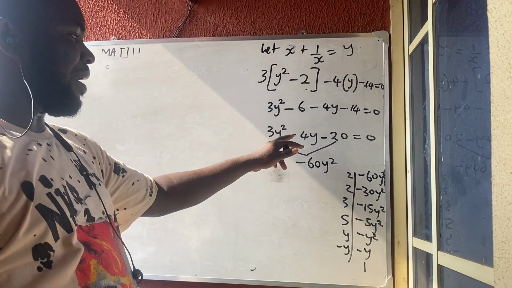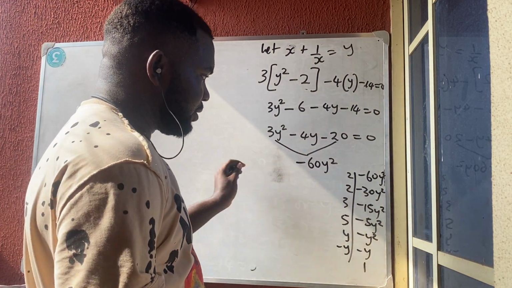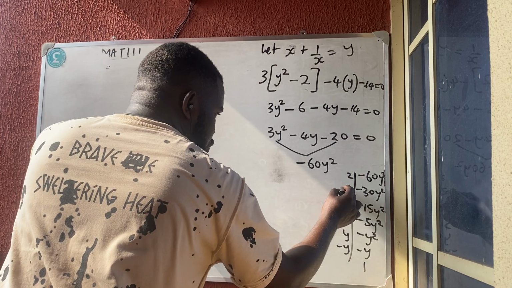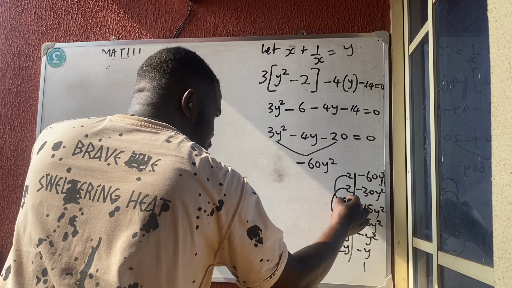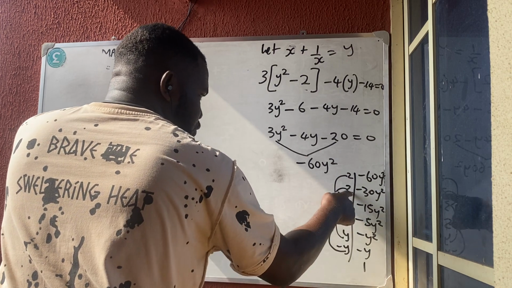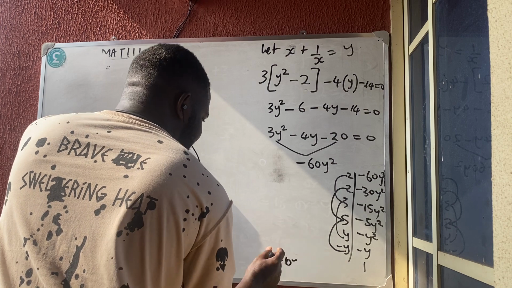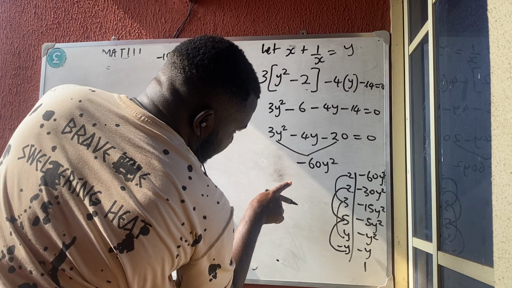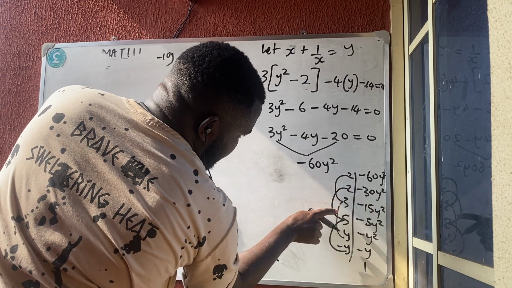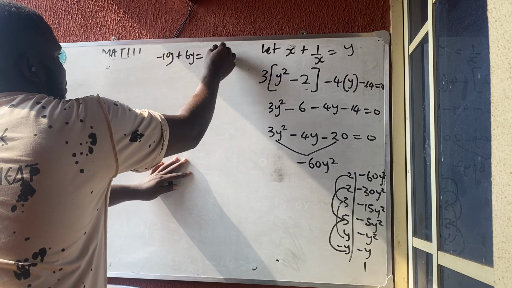Now I'm looking for minus 4. How do I get minus 4? 10 and 6 can give me minus 4. So I'm having 2 with 5 with the minus y, and then 3 with 2 with the y. So 2 times 5, 10. 10 times minus y, I'm going to have minus 10y. Let me write it here. Okay. Then 2 times 3, 6. 6 times y, I'm going to have plus 6y. So both of them will give me minus 4y.